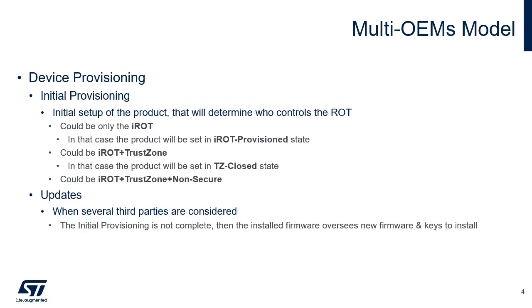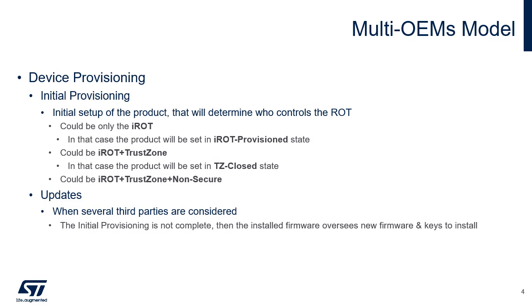The relationship between this model, based on up to 3 OEMs, and product lifecycle is explained on this slide. Once IROT is provisioned, the product lifecycle becomes the IROT provisioned state. Once IROT plus secure image are provisioned, the product lifecycle transitions to trust zone closed or TZ closed state. Once IROT plus secure image plus non-secure images are provisioned, the product lifecycle becomes either the closed or locked state. This state machine supports backwards transitions only in case of field return, as explained in the following slides.